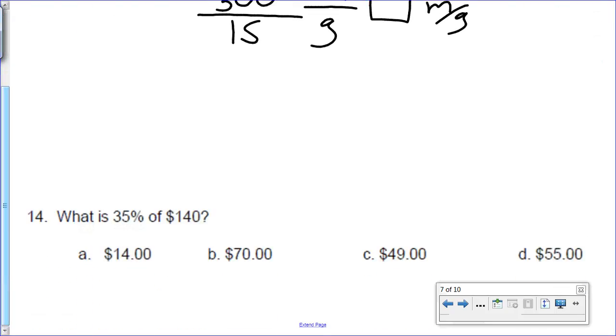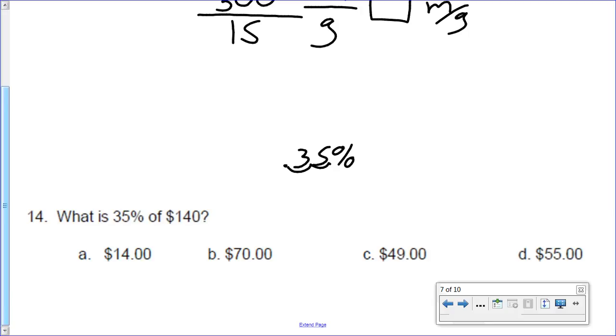Okay, 35% of $140. Okay, now what we need to know is how to convert. Maybe we've got a calculator with a percent button, maybe not, but all calculators will do decimals, so we must know how to convert percents to decimals. So 35%, the way you convert a percent to decimals every single time is pretend there's a decimal here, move it 2 places to the left.